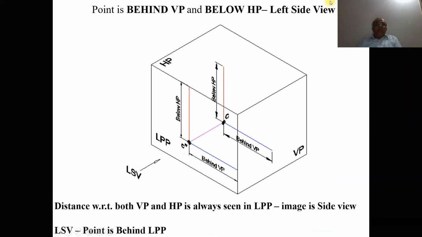Now, similarly, when you look from the left side view, the image you are going to get on the LPP is below HP is seen in the left profile plane, and behind VP is also seen in the left profile plane. So that means the distance with respect to both HP and VP is always seen in the profile plane or LPP. So the image is this side view. So left side view, because the point is behind LPP.